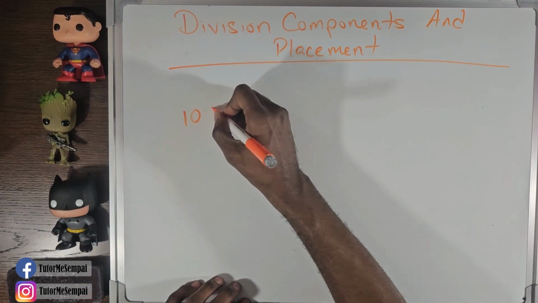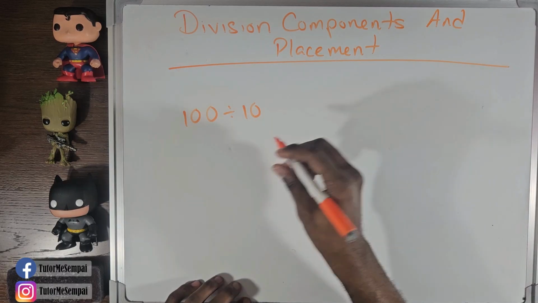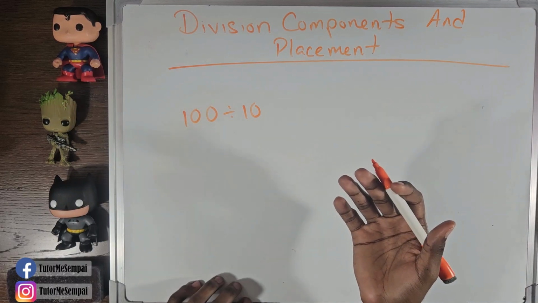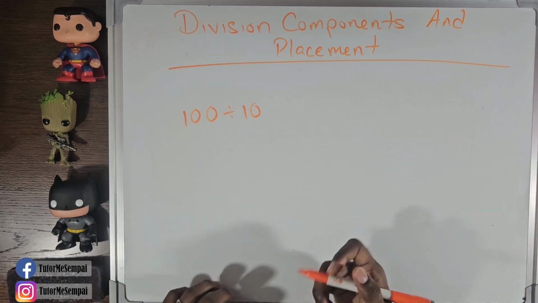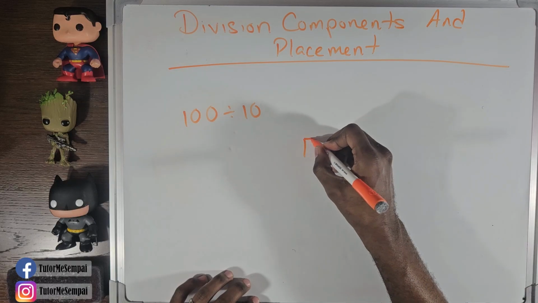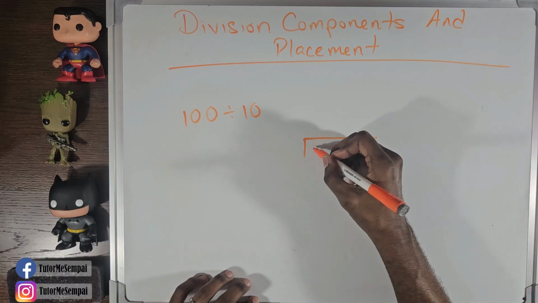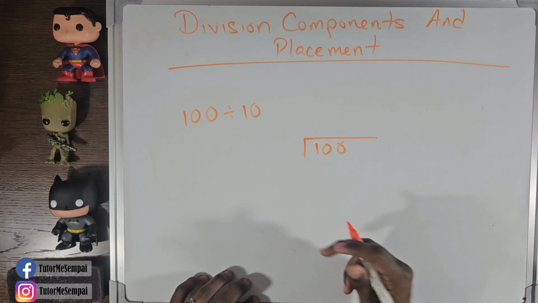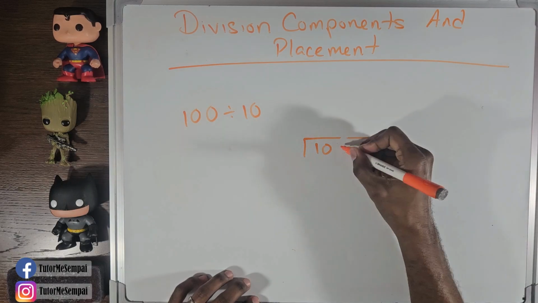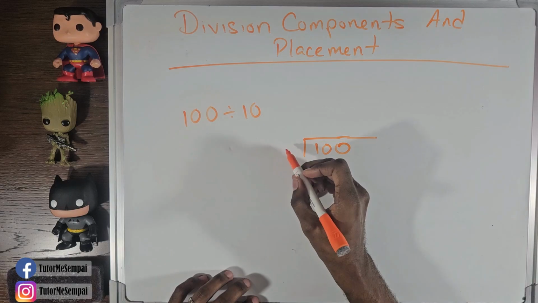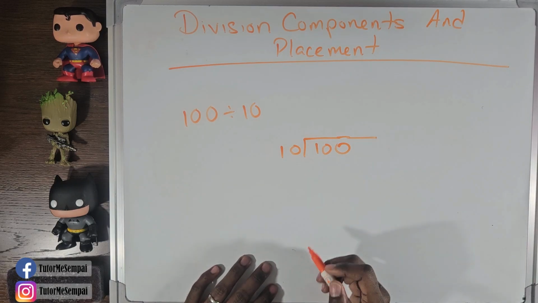Let's say we have 100 divided by 10, what we just talked about. Well, how do we set up our long division with our dividend, our 100, and our divisor, our 10? Well, you're going to have something like a half box, right? And your half box is going to house your dividend. So 100, your dividend, goes inside your half box. Your divisor goes on the outside, to the left of your half box, like this.